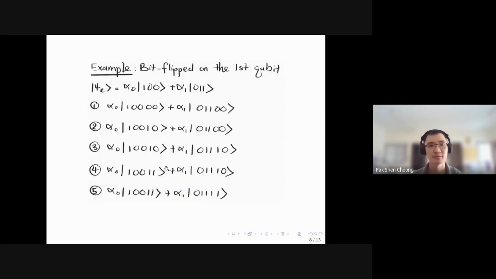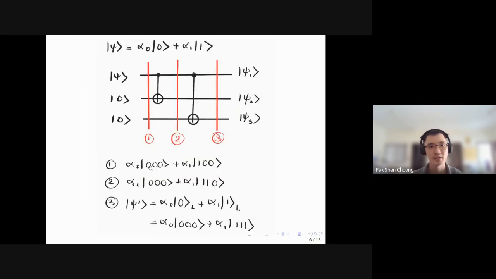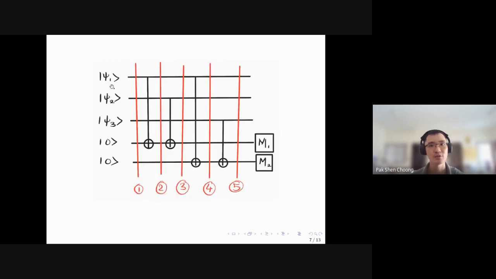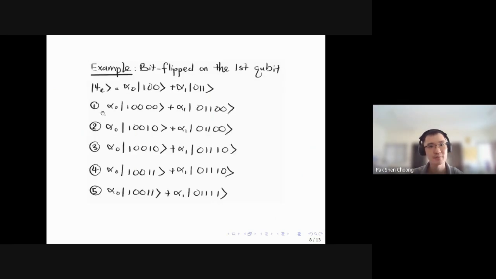First, I'll just show the example. The example that I have is I flip the first qubit. So originally it is 000 and then 111. So I flip the first qubit, this one to be 1, this one to be 0. Then we try to go through the whole step again. The first step is just writing down in a tensor product form.